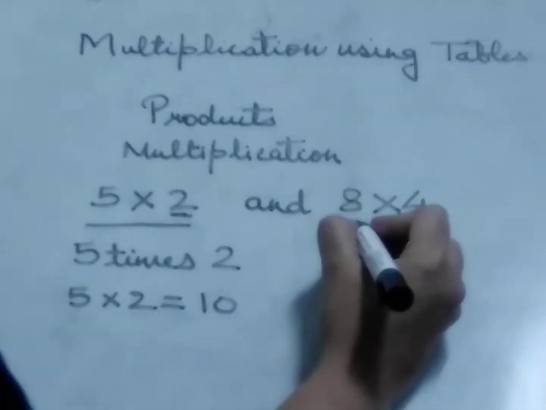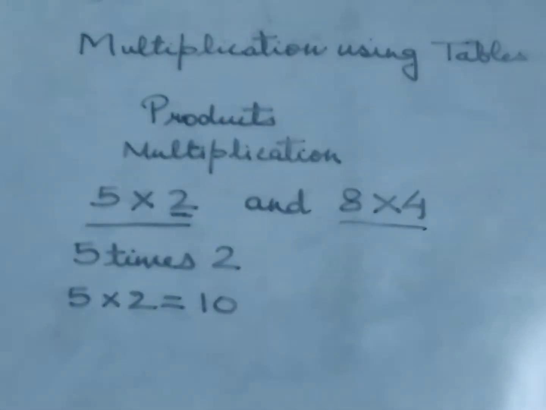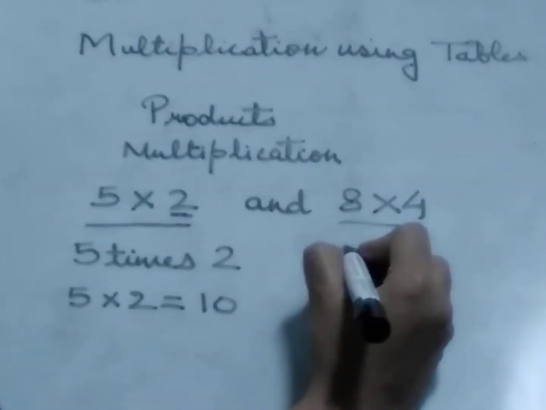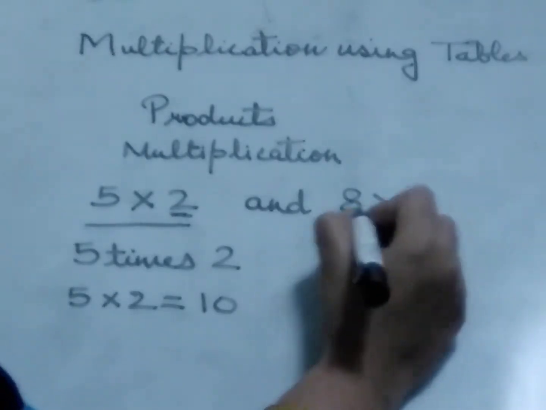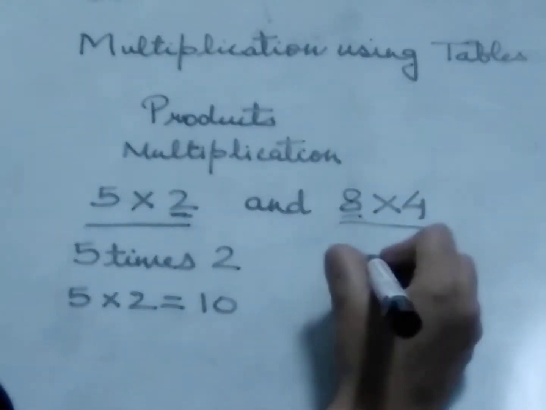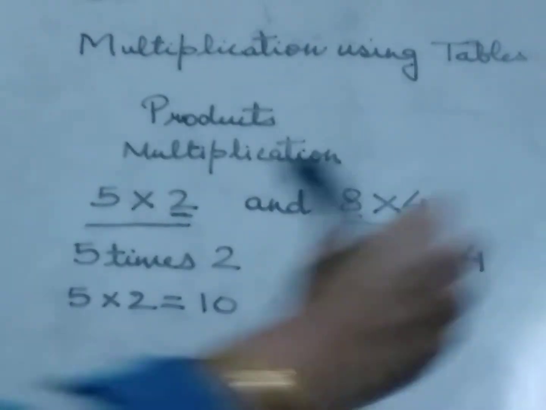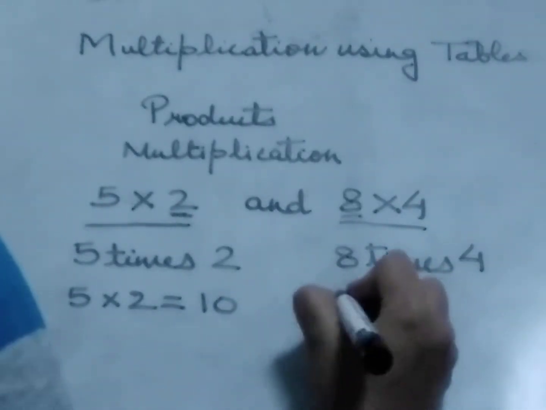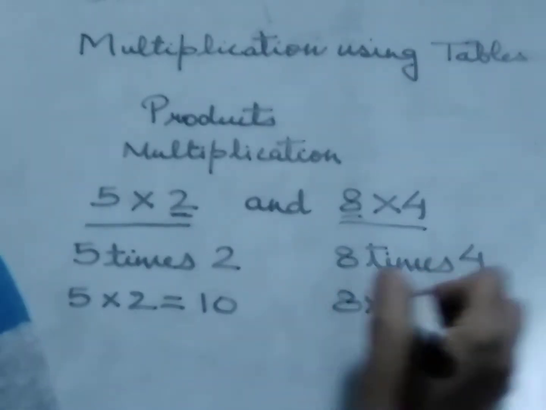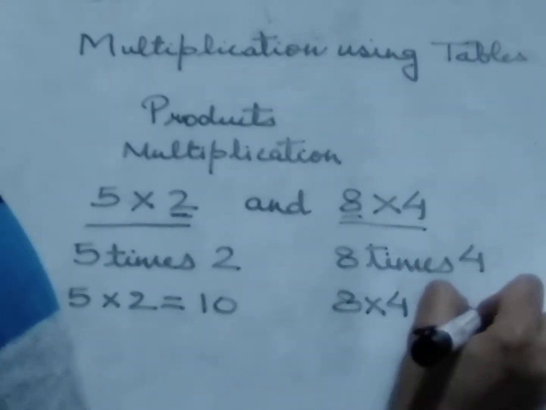To find 8 multiplied by 4, we say the table of 4 till we reach 8. So 8 times 4. We find that 8 multiplied by 4 is equal to 32.